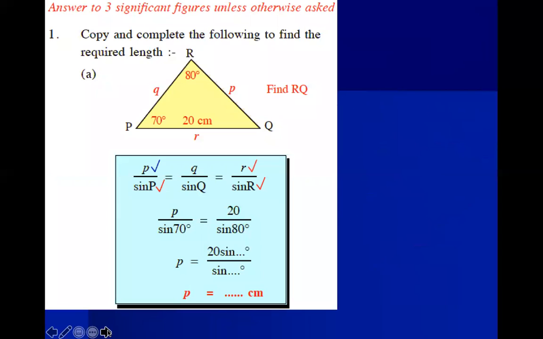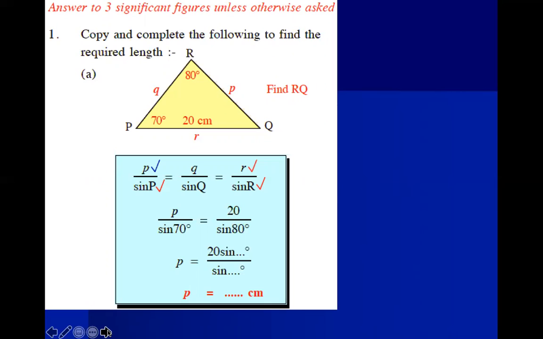All right. So this is for you to practice. Instead of using A, B, C, they've used P, Q, and R. So remember, it's A over sine A, or P over sine P, Q over sine Q, and R over sine R.